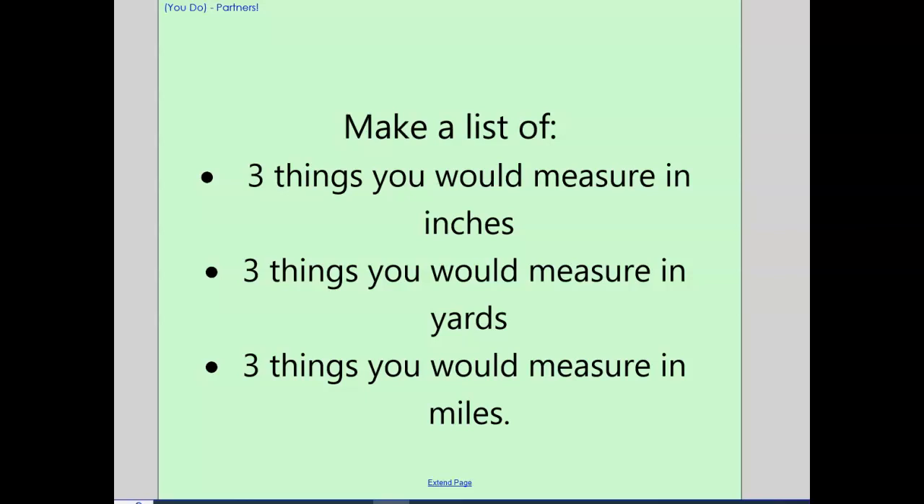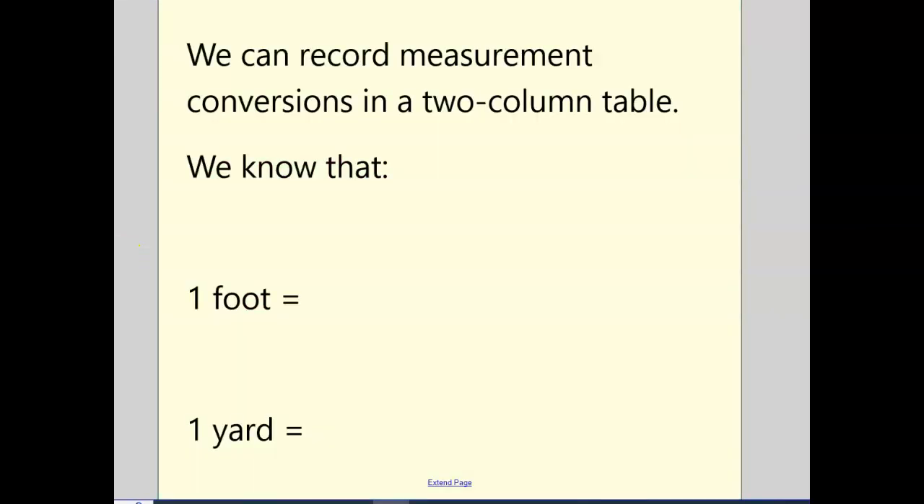Okay. Once you have your list, pause the video, get up and find someone else that's doing the same activity and share with them. Did they come up with different ideas or did they have the same ideas? Is there anything that you need to fix? All right, come back here once you're done and we will get going on to the next part of our lesson.